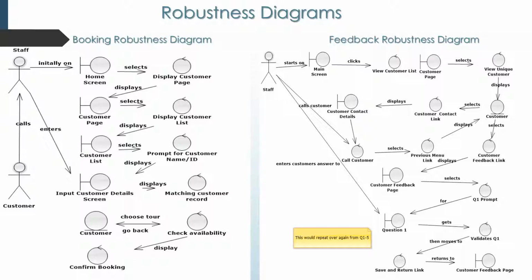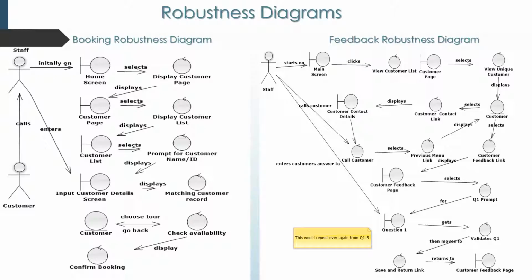Outlining the main steps in the extended use case diagrams enables us to create a robustness diagram to further explore the exact steps that would be involved for booking tour or receiving feedback. Actors of the system are clearly represented by the stick figure and labelled staff and customer for booking, and just staff for feedback. Although the customer does not interact with the system for both, I think it's important to identify in the booking that the customer is actively involved in the initial process, as this would not be possible if the customer did not ring to book.